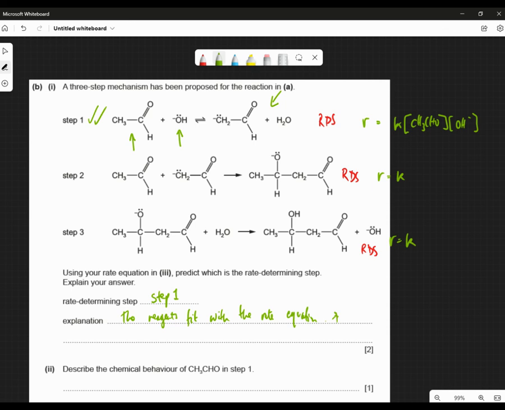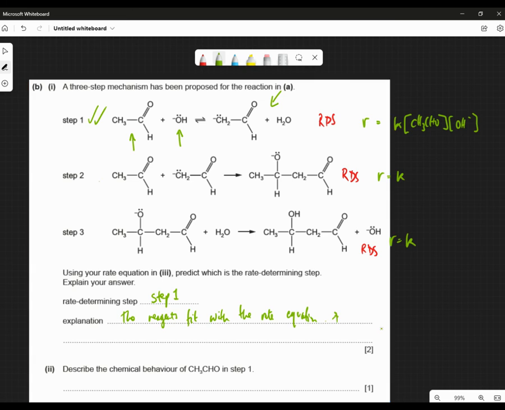That's not the right one. Let's have a look at this one. No, it's not that one either. So it must have been an older one. Anyway, so why is the rate determining step step A? Because it contains one molecule of ethanol and one molecule of OH minus ions. And that fits the rate equation.